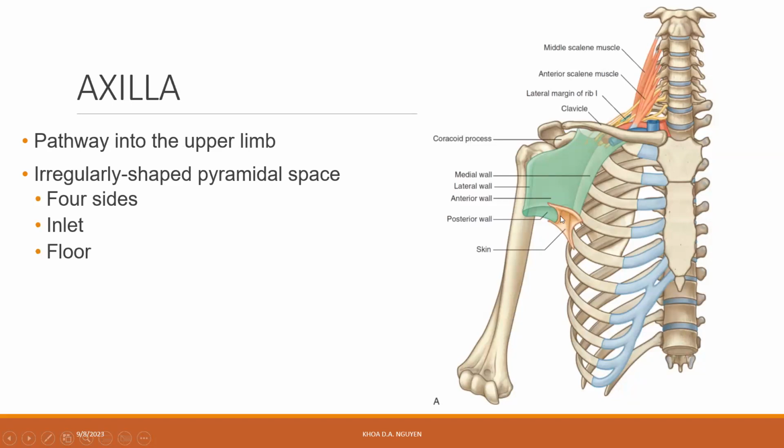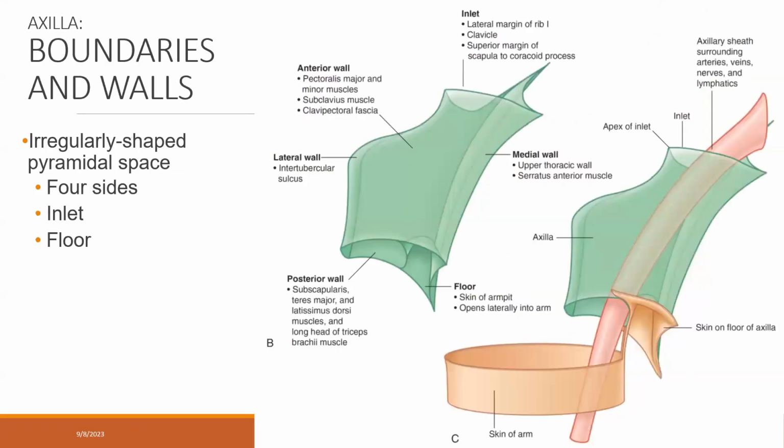All right, so now let us go over these specific components and what is included in each of these sides of the pyramid. Just like we said before, the axillary fossa or axillary region is an irregularly shaped pyramidal space that looks like this. It has an inlet right here, which is basically the lateral margin of rib 1, as well as the clavicle and the superior margin of the scapula to the coracoid process.